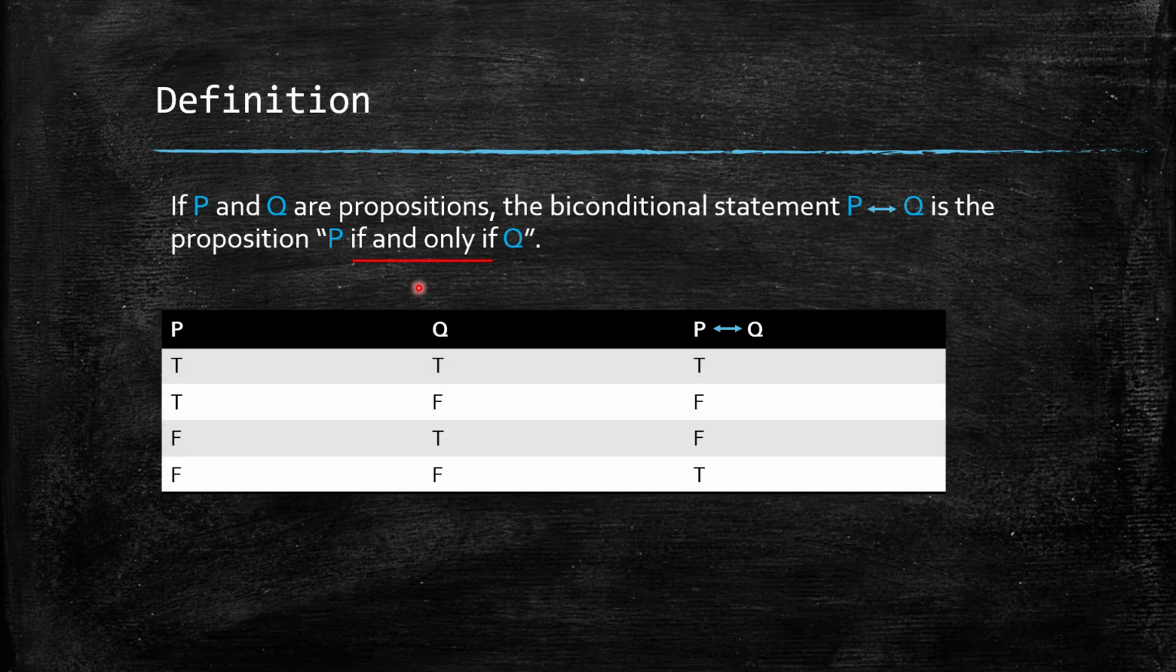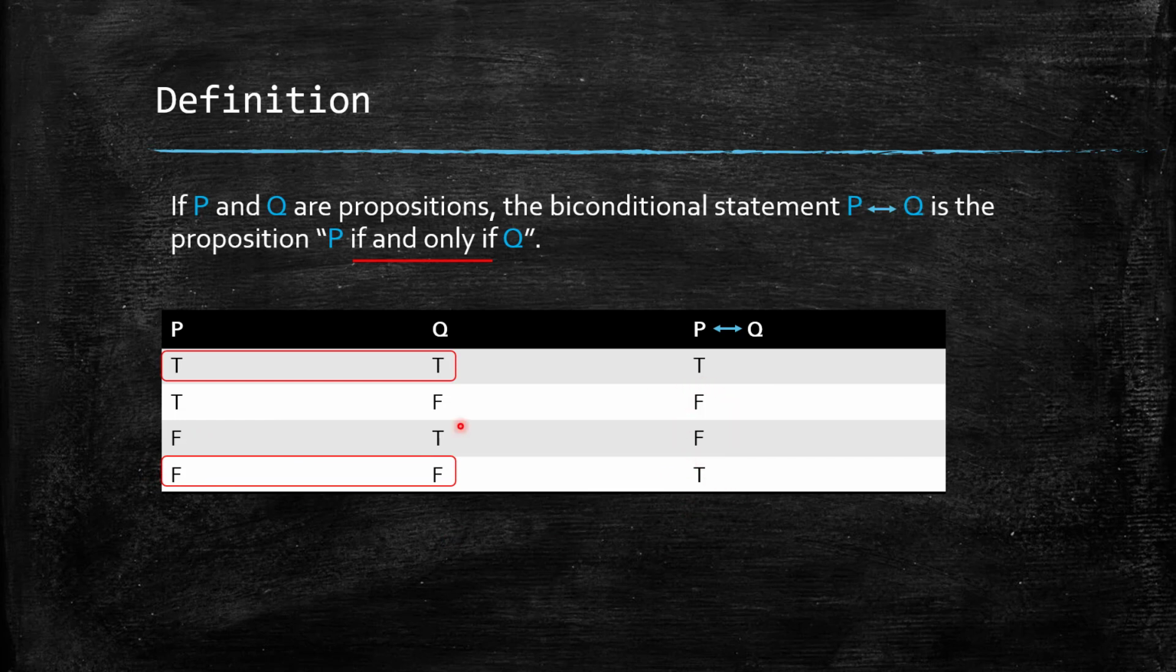Before we go deeper into that, let us first see what its truth table looks like. If you see it over here, this P biconditional Q is only true when either both P and Q are true, right? So this time it is true, or both P and Q are false. This time also it is true over here. In the rest of the cases it is false.